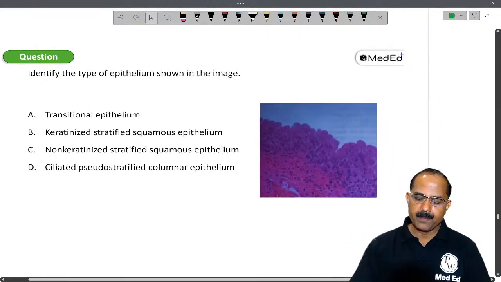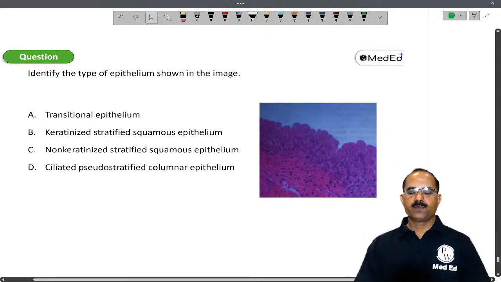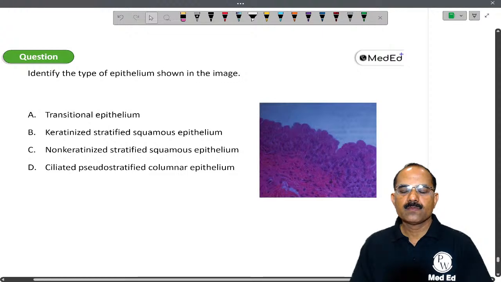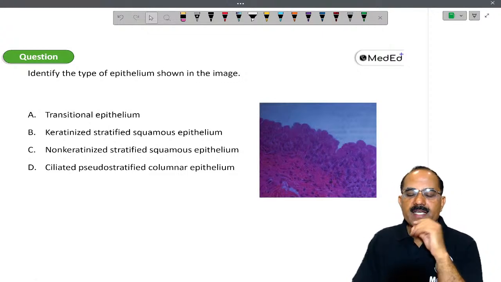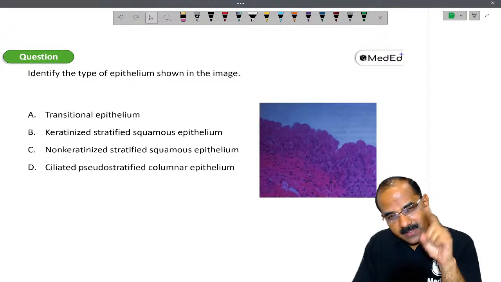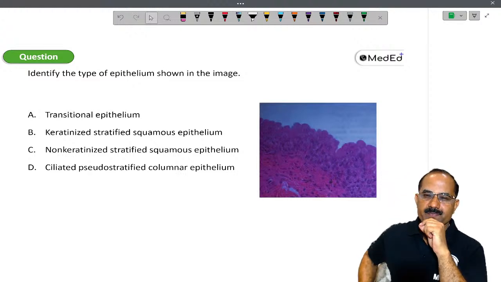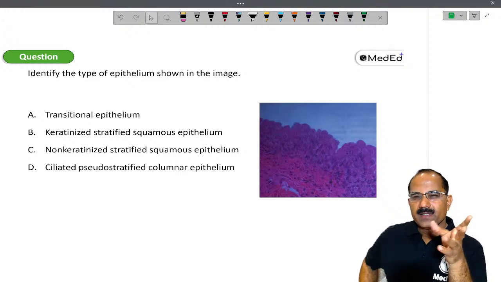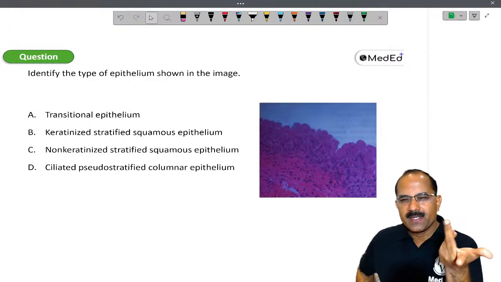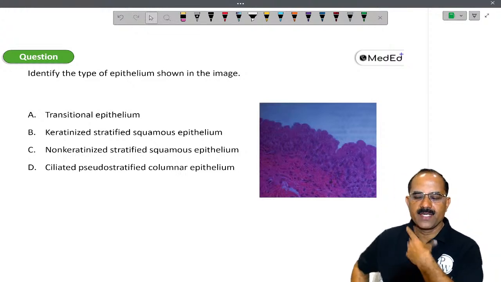Identify the type of epithelium. The MCQ will be in days. Which day of intrauterine life? 25th and 29th day. So week-wise you can calculate. That is also fine.